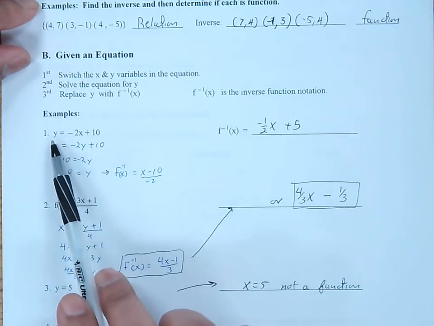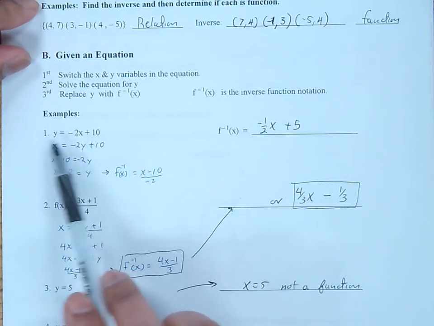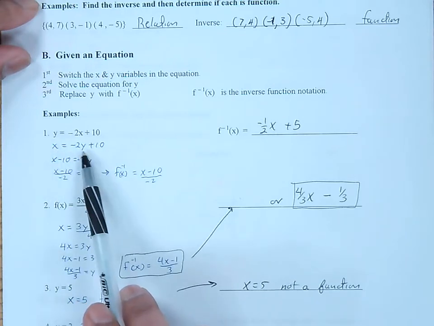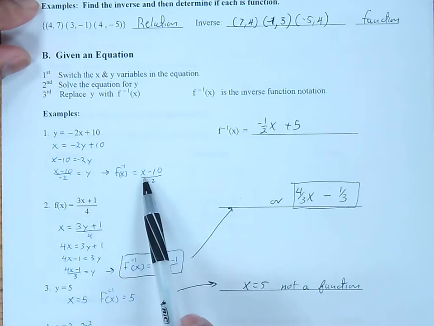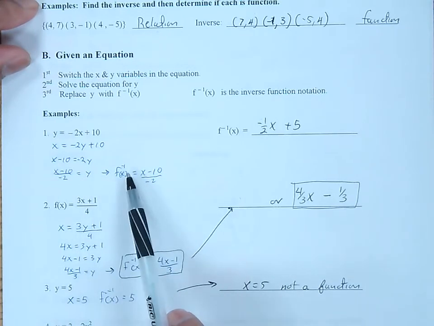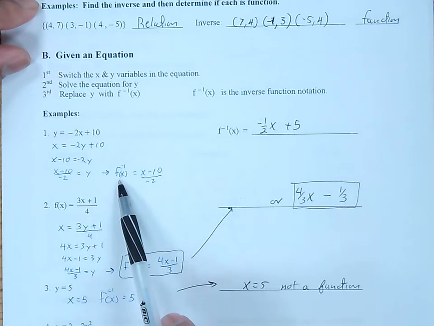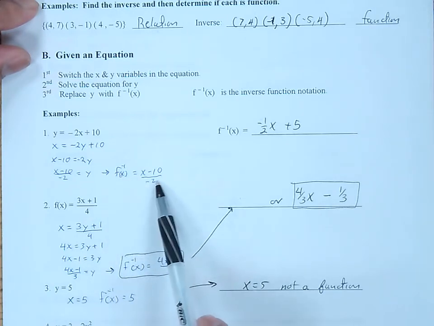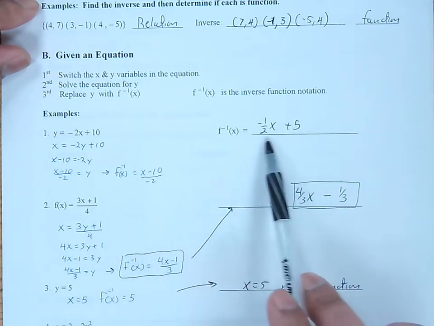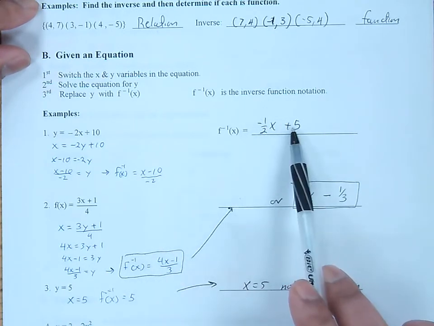I rewrite the equation, simply switching x and y. Put x for y right there. I minus 10 on both sides, and finally divide by 2. I get this answer right here. And I replace the y with the notation f inverse of x. I can go ahead and leave it like this, or I can get a little bit simpler and divide by 2, and get that.